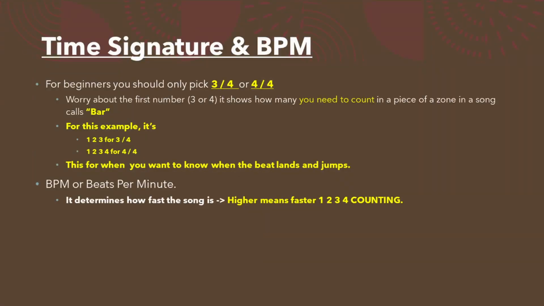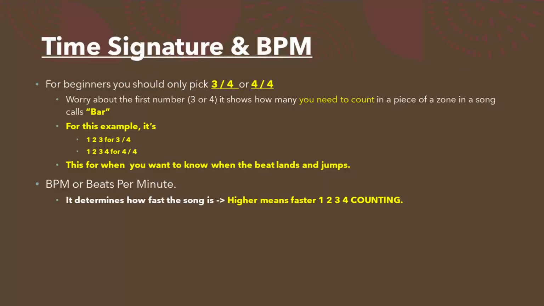Okay, so time signature, you only need to care about 3/4 or 4/4. The numbers 3 and 4 represent how many times you need to count in a section or a zone of the music. For my example, I will be using 3/4, but I recommend 4/4 because it's so much easier. BPM determines how fast a song is. Obviously, higher BPMs means faster counting.